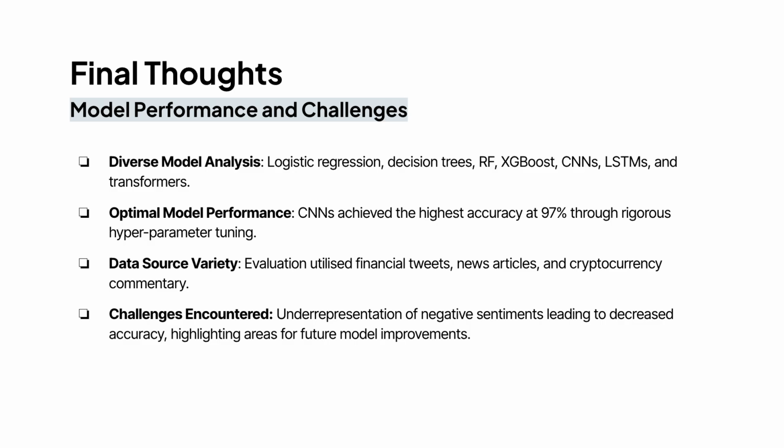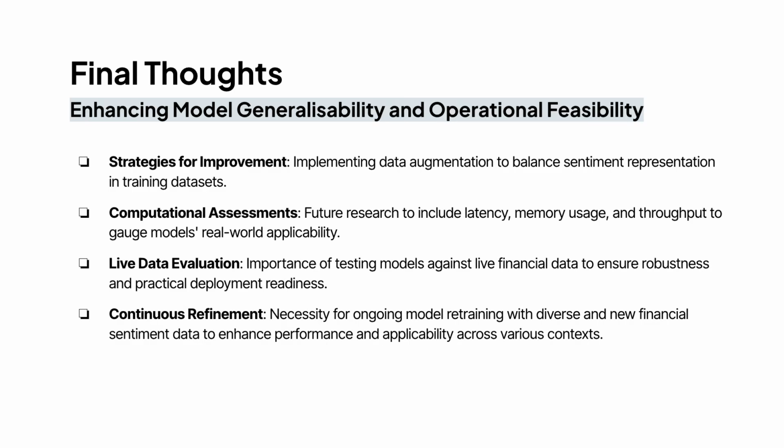With various machine learning models from logistic regression to advanced CNNs and large language models, using data from news articles and social media, we achieved optimal performance through detailed hyperparameter tuning, with CNNs excelling at a 97% accuracy rate. A notable challenge was the underrepresentation of negative sentiments in datasets, affecting our accuracy and highlighting an area for model improvement. Looking ahead, enhancing model generalizability and sensitivity to negative sentiments is crucial.